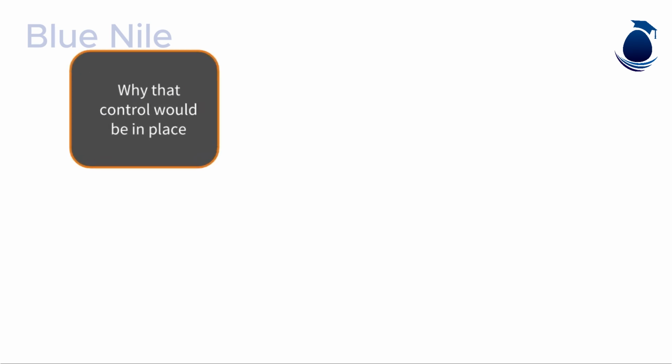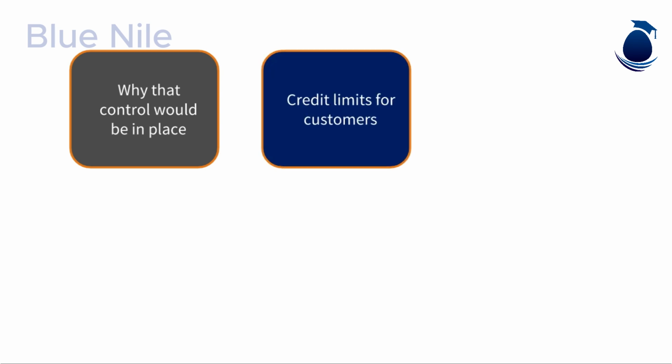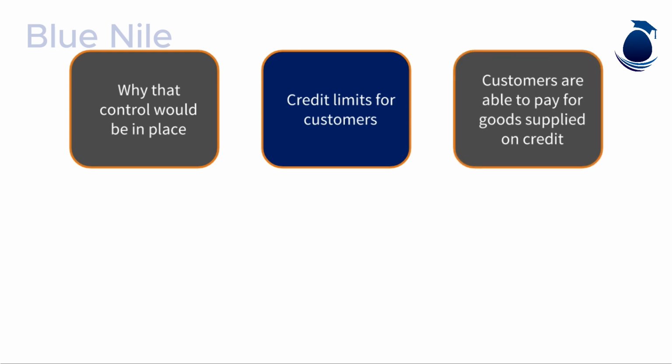As you run through the system, you can note many other controls, and then the idea is to write why that control would be in place. For example, in the next paragraph, it mentions credit limits for customers. Why would they set credit limits? The objective would be to ensure customers are able to pay for goods supplied on credit.